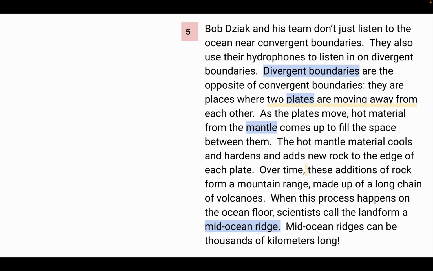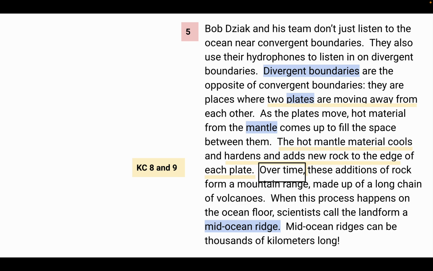Now, this is really close to the hard solid rock, right? So the hot mantle material cools and hardens, and it adds new rock to the edge of each plate. So we never, ever, ever get an opening in the hard solid rock that is the outer layer of Earth. As that conveyor belt of the two plates moving away from each other continues on, the hot magma comes up to the surface and it cools as soon as it gets there, right? But it builds up on top of itself. And so over time, these additions of rock form a mountain range.